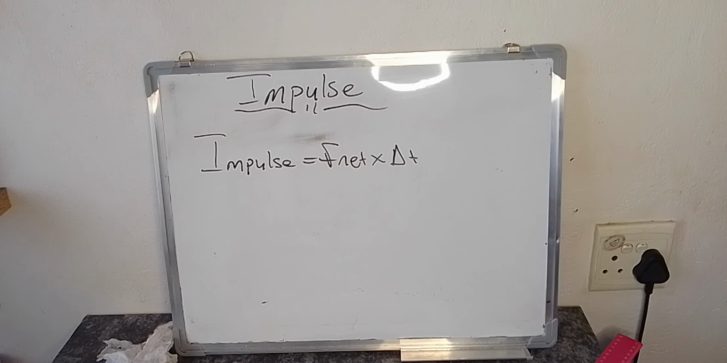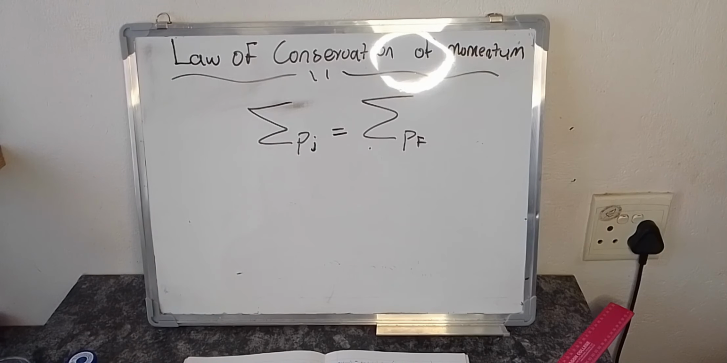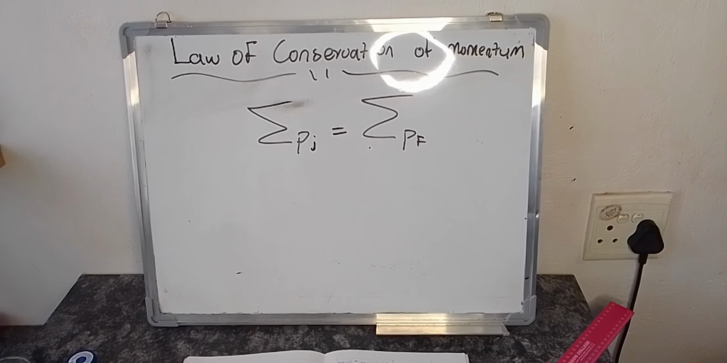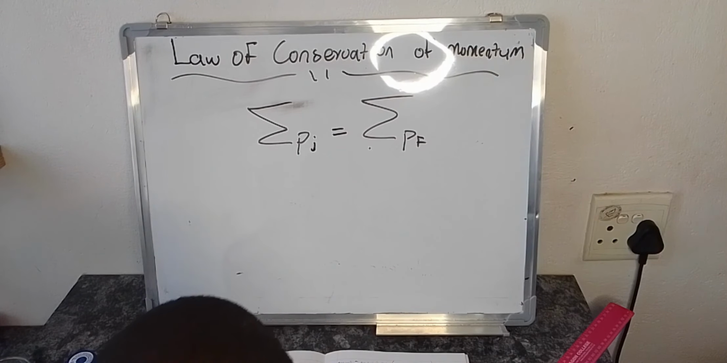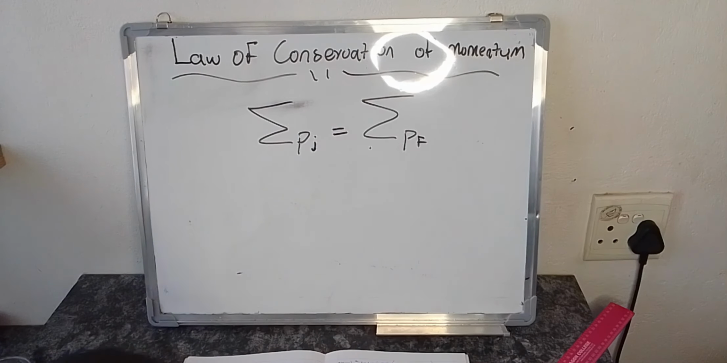So now let's go to the law of conservation of momentum. Maybe there are two objects. Let's start by explaining what the law of conservation of momentum is, or how we state this law. This law is stated like this: in an isolated system, the total linear momentum is conserved, and it is given by this formula.